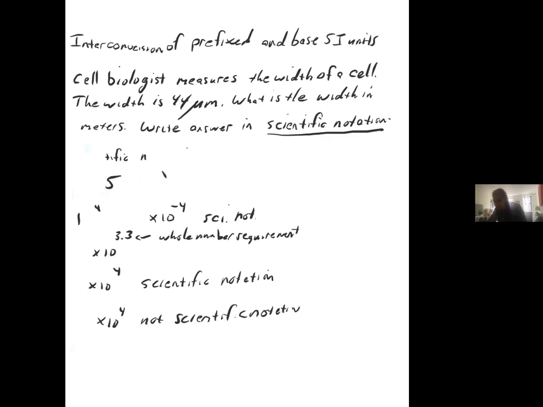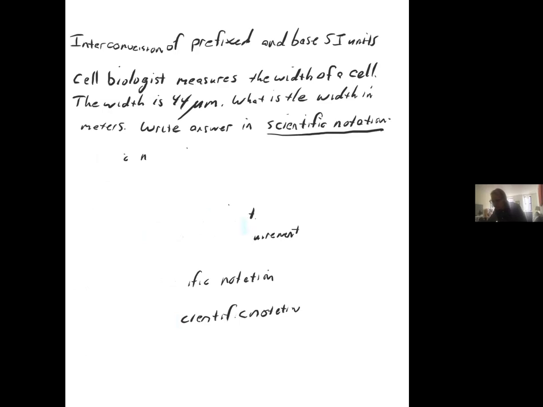And let's take a look at how we're going to do this problem. So this is a cell. It's a 44 micron cell. So it's most likely a eukaryotic cell. Prokaryotic cells are usually smaller than that. They're like a couple microns maybe. So it's probably not bacteria. Okay. 44. So here's the idea.